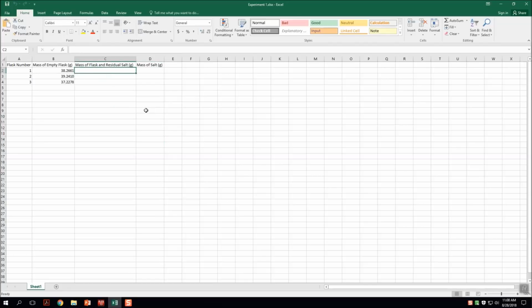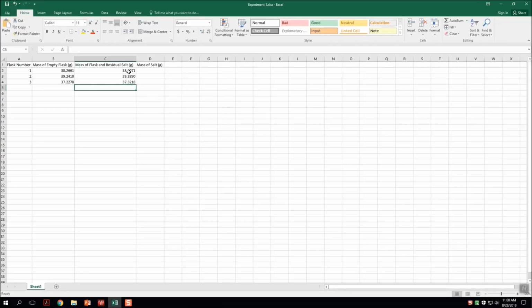All right. So I'm going to also make up these numbers. These are the masses of the flask after we've boiled off the water. This one is 38.4071. This one is 39.3890, and this one is 37.3218. All right, notice that the balance has 4 decimal places. Most of them do, some of them only have 3, but if they either have 3 or 4 decimal places, I'm writing them all down.